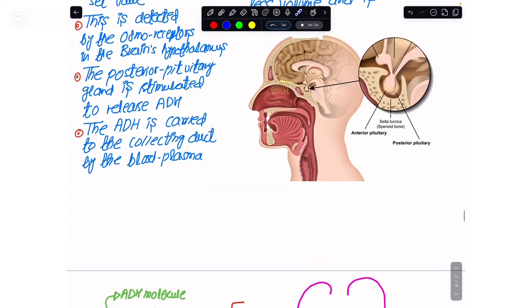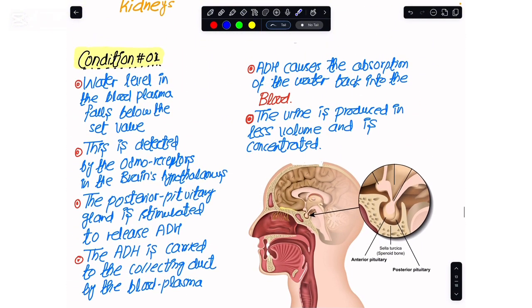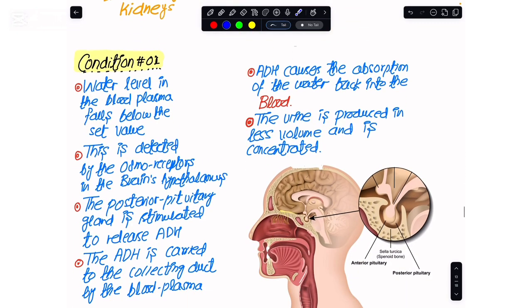So now we will try to relate these three things with their specific conditions. Here we have condition number one: by some means or other, the water level in your blood plasma is falling below the set value. There could be multiple causes of it, like if your fluid intake was less, or if you had vomiting, or diarrhea. For sure, in the blood plasma the amount of water would fall below the set value.